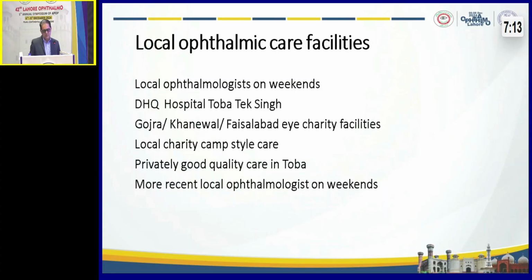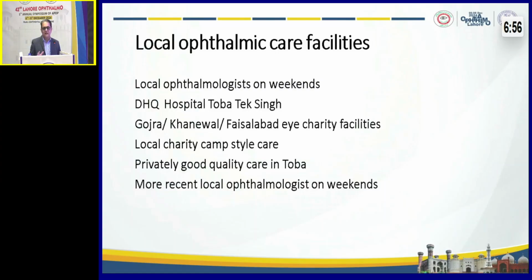Essentially, the local ophthalmic care facilities consist of local ophthalmologists who work at the weekends. They also include some DHQ and Tobatek Singh hospitals. And then there are quite old eye care providers who've been running camps in areas like Gojra, Khanewal and Faisalabad. We're in Pir Mahal, which is between Faisalabad and Multan.